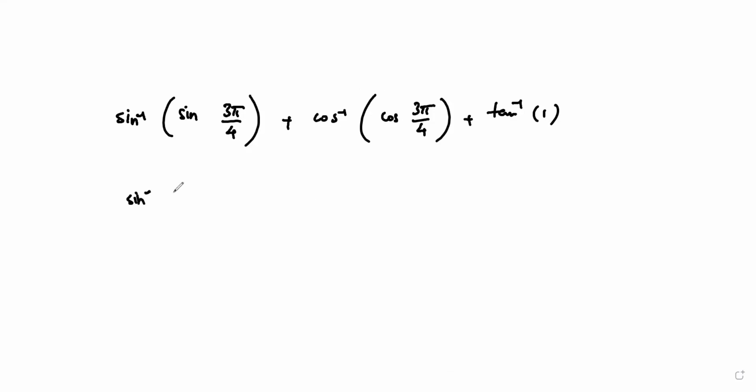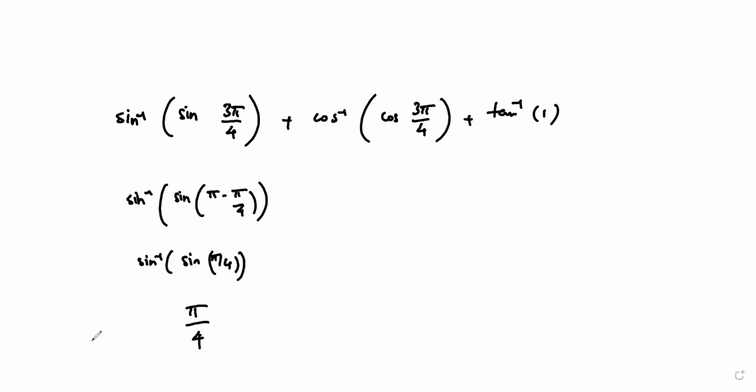This I can write as sin inverse of sin of pi minus pi by 4. So this will become sin inverse of sin pi by 4, that is nothing but pi by 4. Pi by 4 belongs to minus pi by 2 to pi by 2, so this is holding good, right?